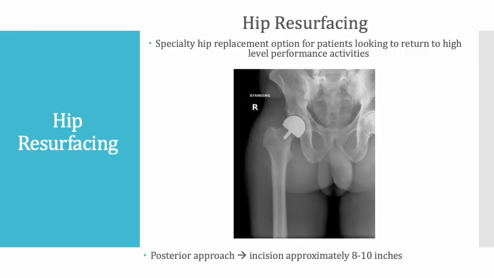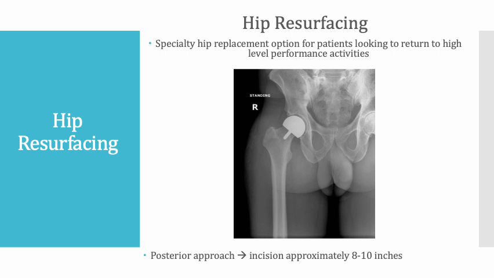Dr. Della Valle also performs another kind of hip procedure known as a hip resurfacing, which serves as an alternative to a total hip replacement. Patients looking to return to high-level performance activities would be a good candidate for this procedure. In comparison to a total hip replacement, there are a few similarities and differences I want to mention.